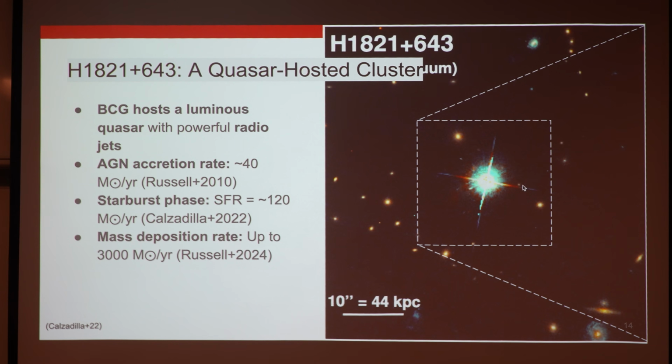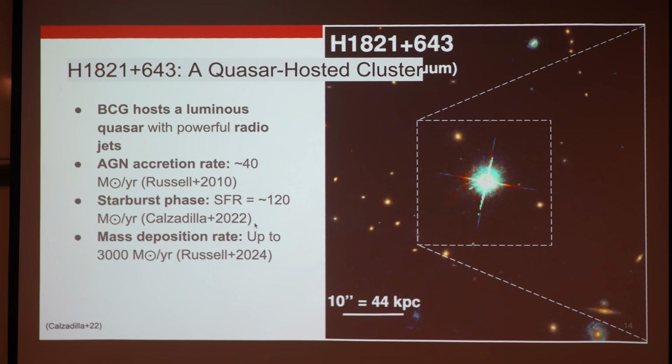It was a lot of work to just remove the emission from the AGN to measure the star formation of the galaxies inside of it. And we think the star formation is also about 120. And the accretion rate is roughly about 40 solar masses per year, estimated from the brightness of the AGN. And again, it's also in a relaxed, simple morphology of the galaxy cluster.